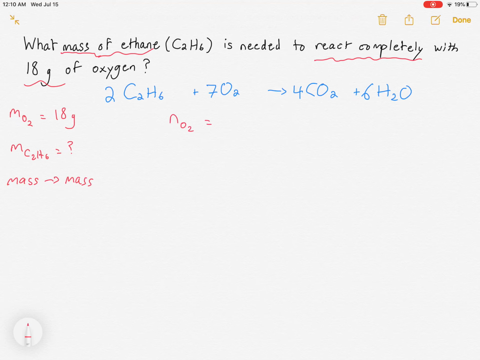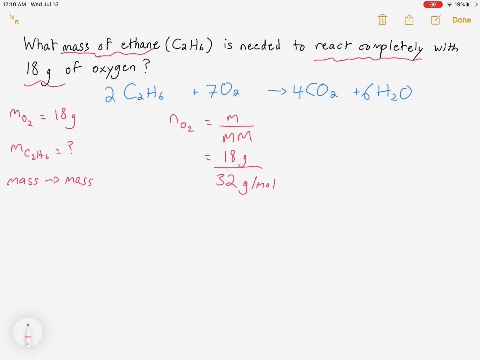So again, we're using our same formula, moles equals mass over molar mass, and I just like to write it like this, where the small m means mass, and then two big M's means molar mass. So I know that there's 18 grams of oxygen, and then the molar mass here is 32 grams per mole.